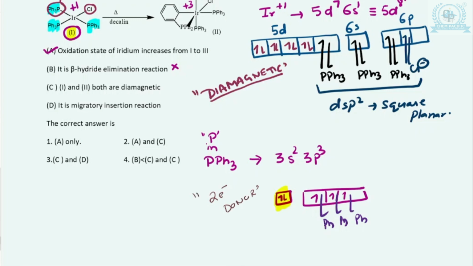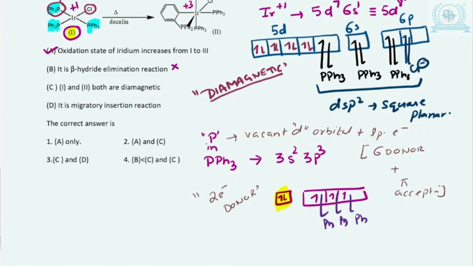And since it also has a vacant d orbital, along with the lone pair of electrons for donation, this is a sigma donor and pi acceptor ligand, which makes the ligand a strong field ligand so that it can actually pair up the electrons. ठीक है? And similarly Cl minus is also a 2-electron donating ligand.